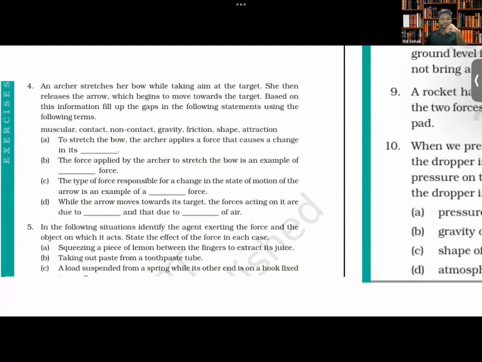A1 is muscular force, right? Good. Second one is also muscular force. Okay, third one, Alona, you answer this one.